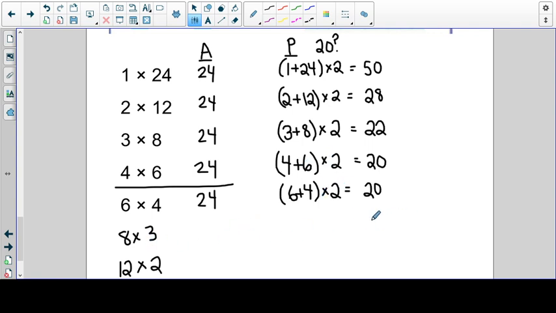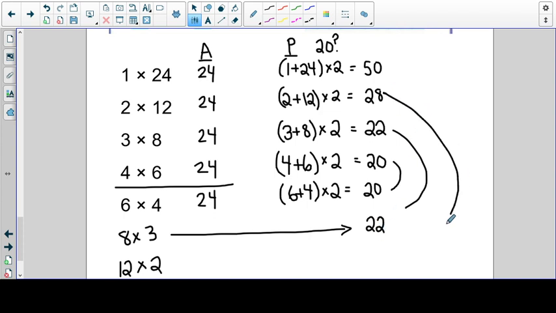And I bet you can figure out what an 8 by 3 would be, since these two are the same. You guessed it, this is going to be a 22. And this is going to be a 28. And then that pattern would continue.